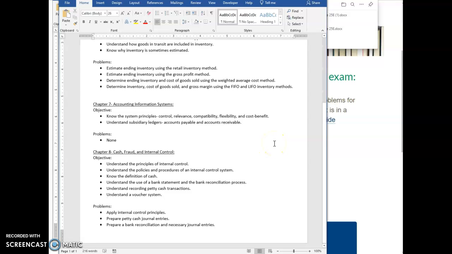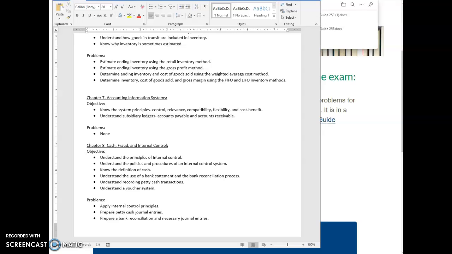When we go into Chapter 8, again, it had several sections, so we're going to be looking at understanding the principles of internal control, the policies and procedures of an internal control system, understanding what is included in cash, making sure that we can use a bank statement and do a reconciliation for it, understand and be able to record petty cash transactions, and also prepare a bank reconciliation and the journal entries that go along with that. So those are the types of problems that we need to be able to do.